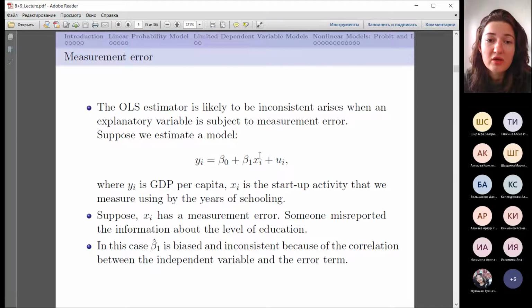But when you notice some patterns and when you notice measurement errors in your independent variable or independent variables, in this case, you will obtain biased and inconsistent coefficients. And this is really very bad.